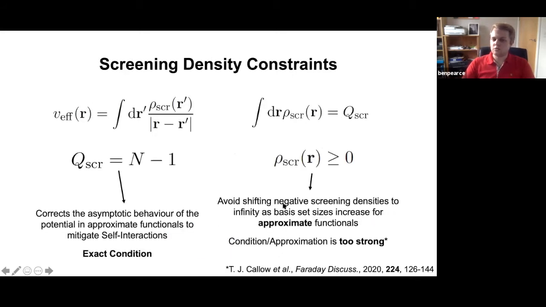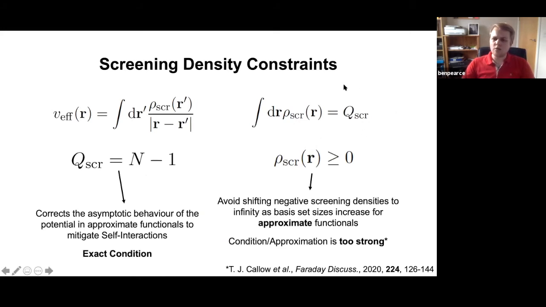Because we know that electrons aren't supposed to interact with themselves, it'd be fairly obvious then to set this value Q screening to be the number of electrons in the system minus 1. This would then correct for self-interaction errors, and also it corrects the asymptotic behavior of the potential. This is an exact condition, but for approximate functionals such as LDA or PBE, this value actually wants to naturally integrate to n, and that obviously leads to a lot of self-interaction problems in your potential.